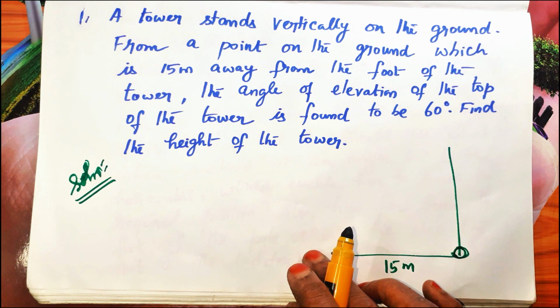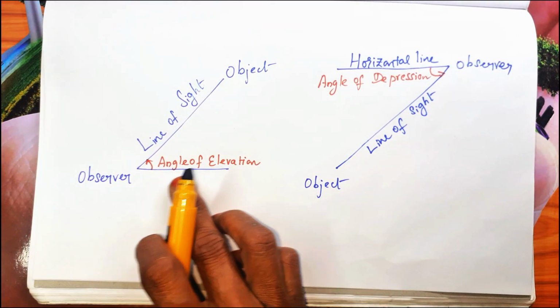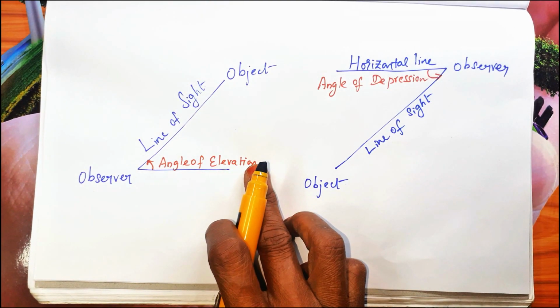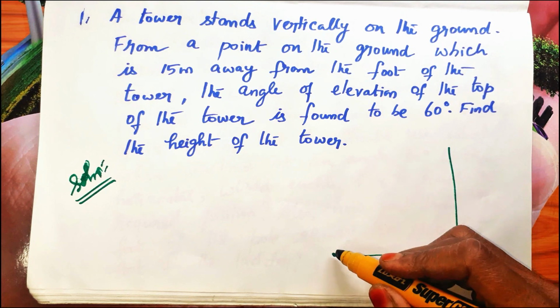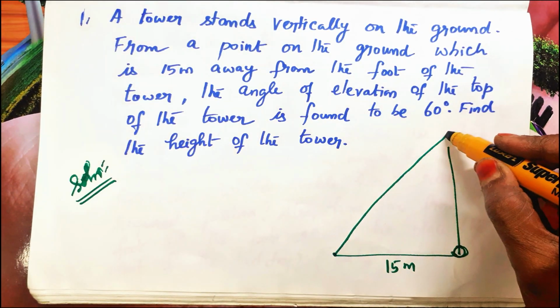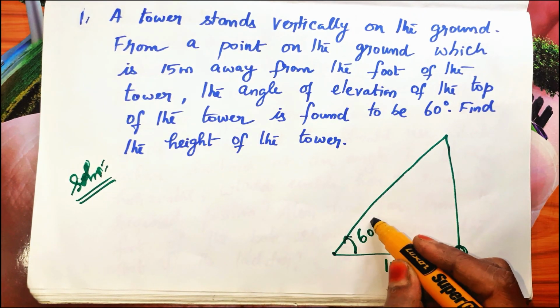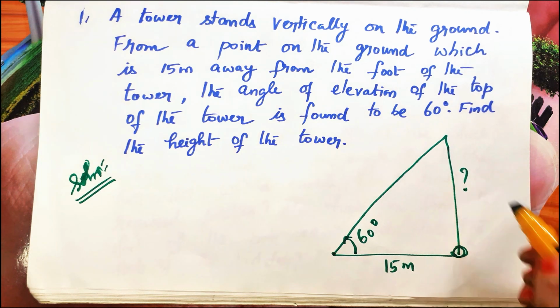From this, the angle of elevation. Already we saw the angle of elevation is nothing but the angle which the horizontal and the line of sight make. That is called the angle of elevation. Isn't it? So here the angle of elevation is given as 60. So from this horizontal line, the observer is seeing the top. So this angle is given as 60 degrees. Am I right? And what we have to find? We have to find the height of the tower. This only we have to find.